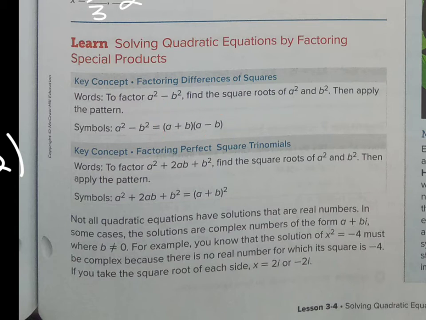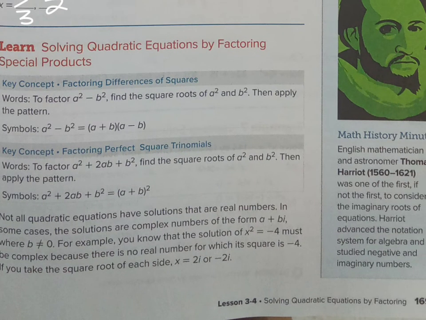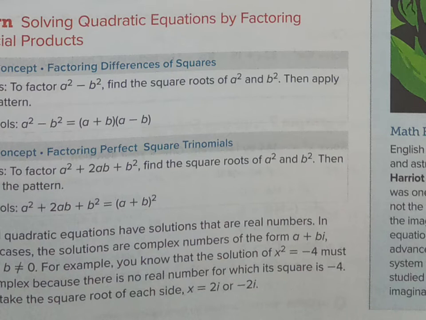So, for instance, we could have x squared minus 9. And that would factor into: the square root of x squared is x, the square root of 9 is 3. One gets a plus and one gets a minus, and it works that way every time. Now, I suggest you know that one because it's not too bad. Hopefully you remember these.